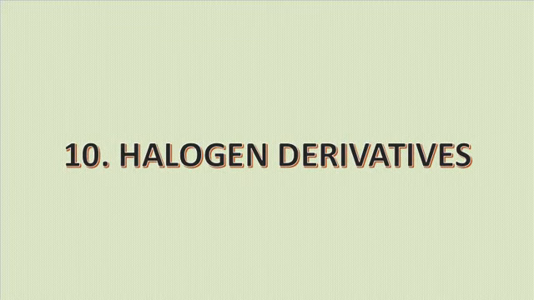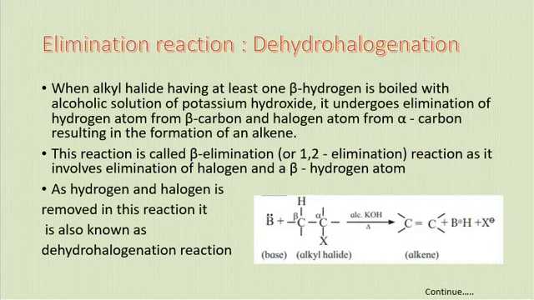So, in today's video of chapter halogen derivatives, I'll be talking about the elimination reactions, that is dehydrohalogenation, reaction with active metals, and reaction of haloarenes also. Let's start. Elimination reactions, that is dehydrohalogenation reaction.